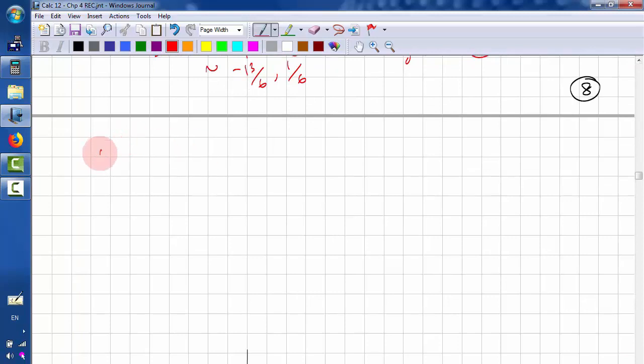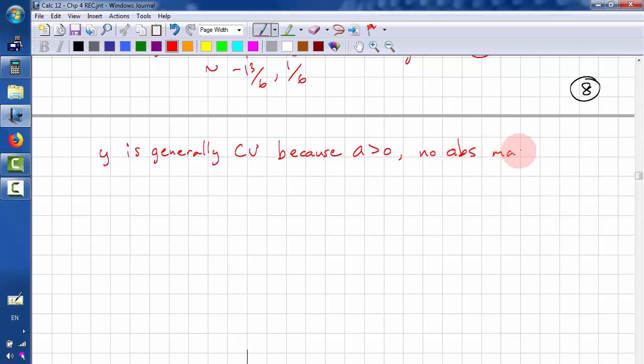Okay, y is generally concave up because it's a quartic function and it opens up. And algebraically, because a is greater than 0. That means no absolute or global max, because it opens up, it's going to go to positive infinity.